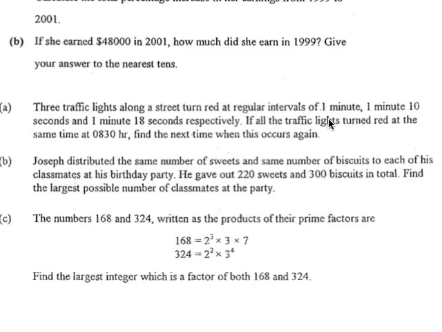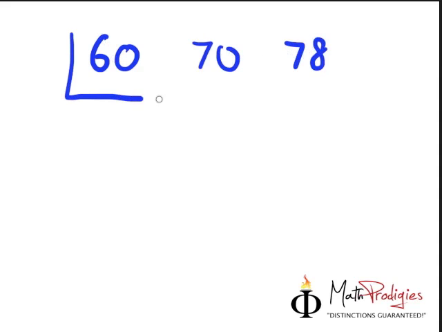So can you write 1 minute, 1 minute 10, and 1 minute 18? No, you can't. But what you can do is write it in seconds. So 1 minute is 60 seconds, 1 minute and 10 seconds is 70 seconds, and then we have 78 for 1 minute and 18 seconds. When you have 3 numbers, you try to divide everything together. But if you can't, I'll show you how to do this.